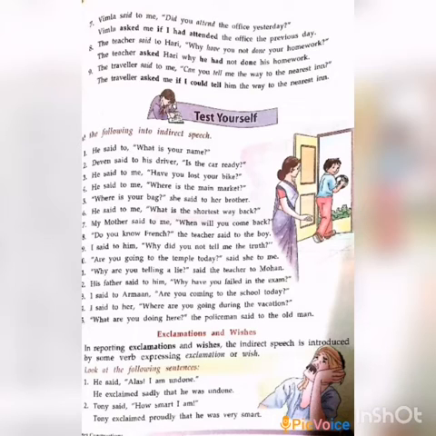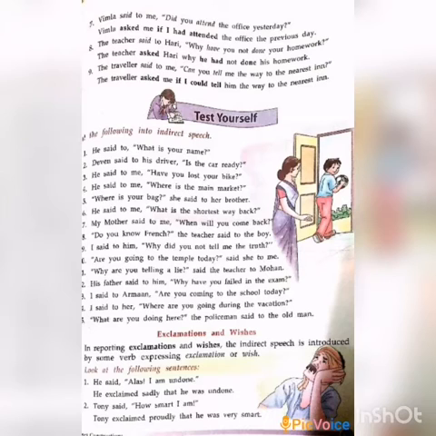Okay. And here at the end, they have given exclamations and wishes. Before that, let us recall what an exclamatory sentence is. A sentence which is used to express a feeling is known as an exclamatory sentence. Here, reporting exclamations and wishes: indirect speech is introduced by some verb expressing exclamation or wish. Look at the following sentences. The first one: he said, "Alas, I am undone." Here, whatever the reporting verb, we just add exclaimed. So, he exclaimed sadly. Here also, the conjunction is that. So, he exclaimed sadly that he was undone.